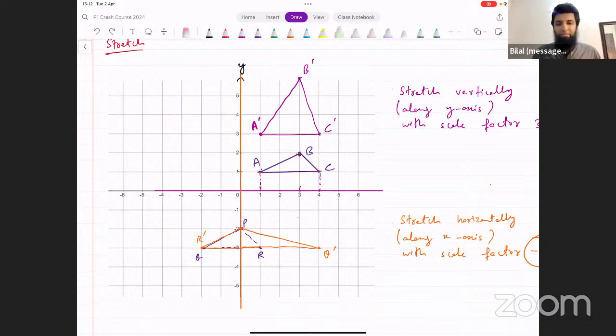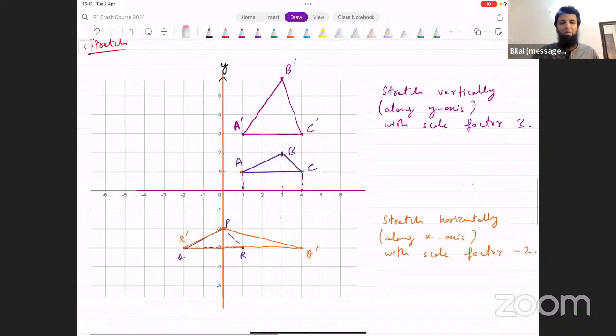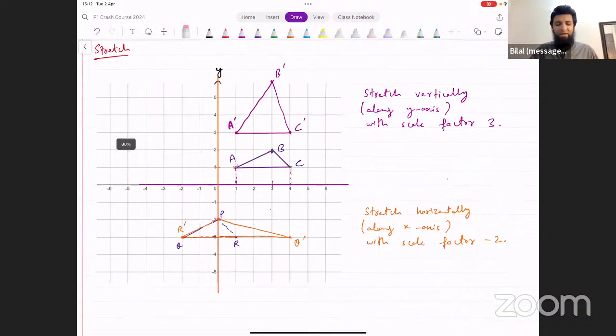Yes, sir. So they will sometimes ask you to draw a transformed diagram in the exam. This is how you would do that transformation. Now you might not always get triangles, but it could be some other shape. But how does transformation work? You have to look at one point at a time.